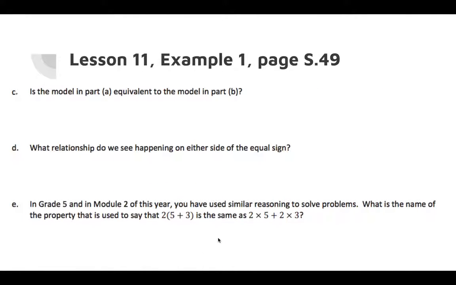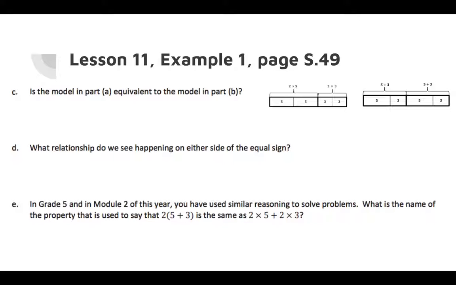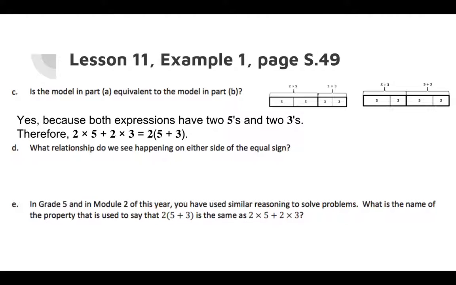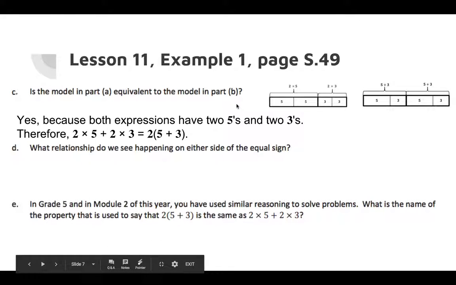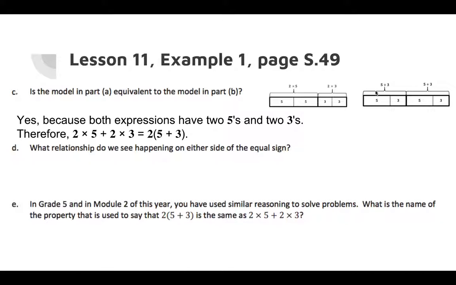Is the model in part A equivalent to the model in part B, as we show right here? What do you think? Write down your answer. Pause this video if you need to. So yes, they are equivalent because both expressions have 2 5s and 2 3s. Therefore, 2 times 5 plus 2 times 3 is the same as 2 times the sum of 5 plus 3.